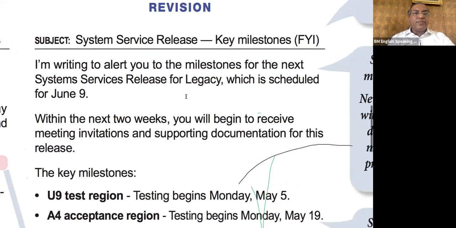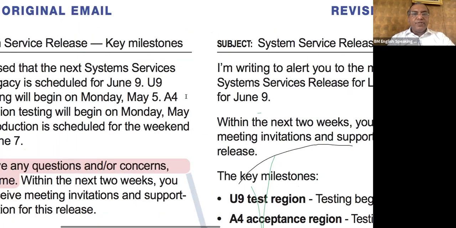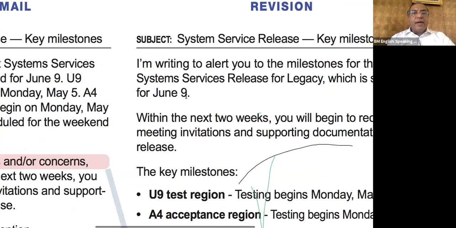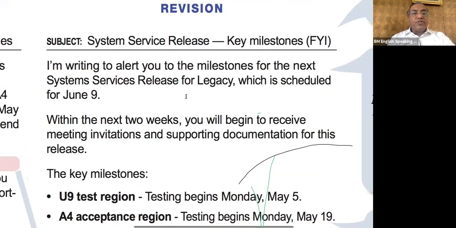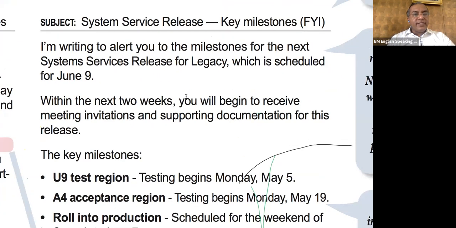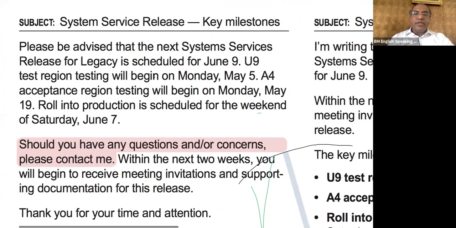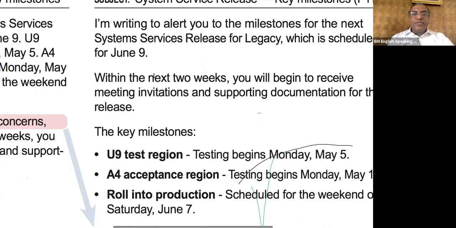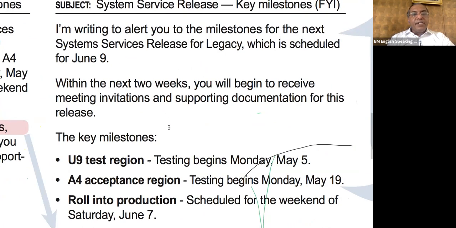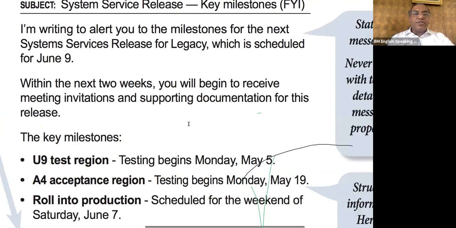Let's look at the revised email. Let's look at the subject also, the difference in the subject. I'm writing to alert you to the milestones for the next system service release for legacy, which is scheduled on June 9. This is a very clear purpose defined at the start. Next, within the next 2 weeks, you'll begin to receive meeting invitations and supporting documentation for this release.